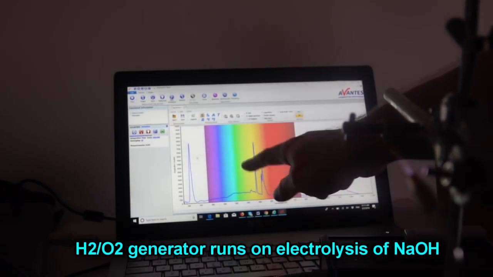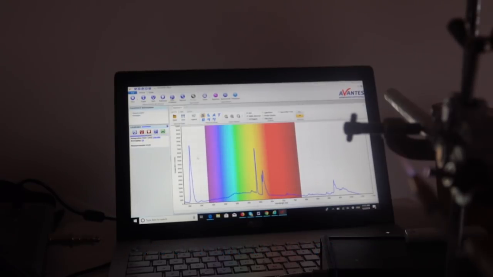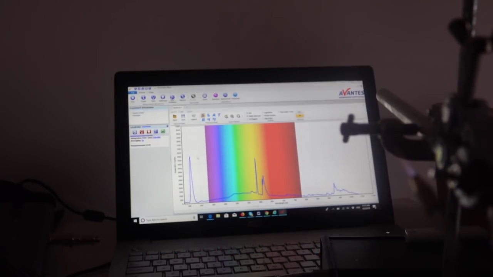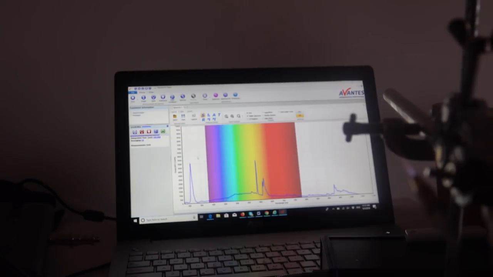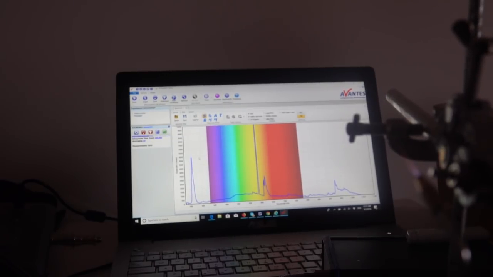Don't know what this guy is, but there's certainly quite a lot of ultraviolet coming off this. If I had to guess, it's oxygen. Anyway, so that's what the spectra of butane oxygen and hydrogen oxygen flames look like.